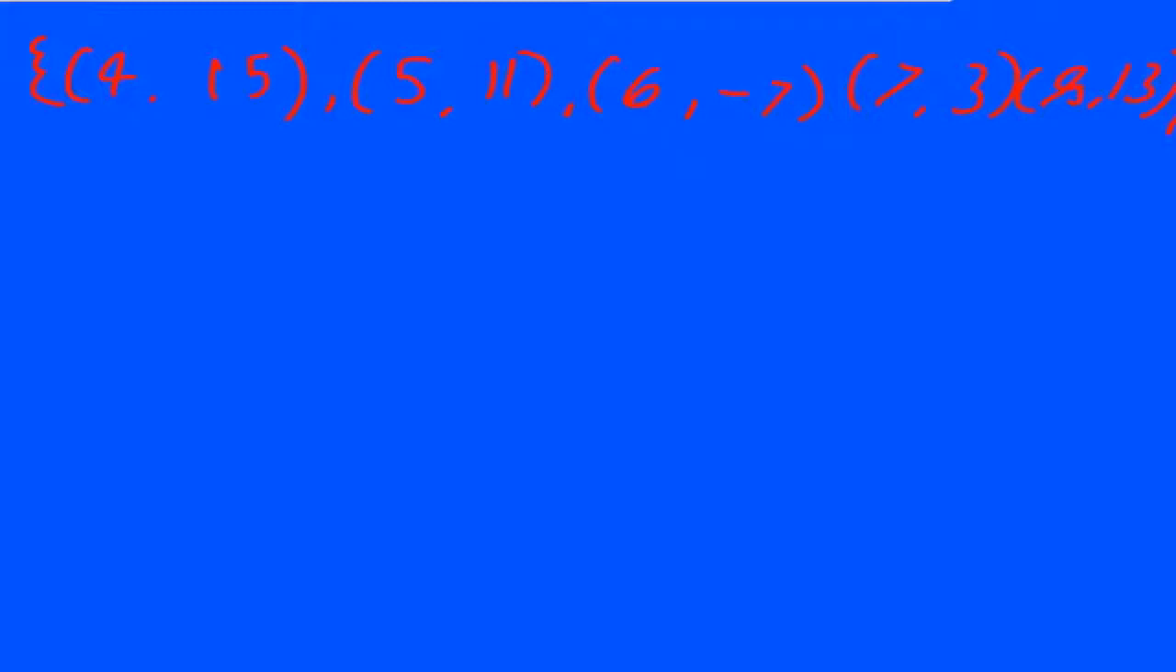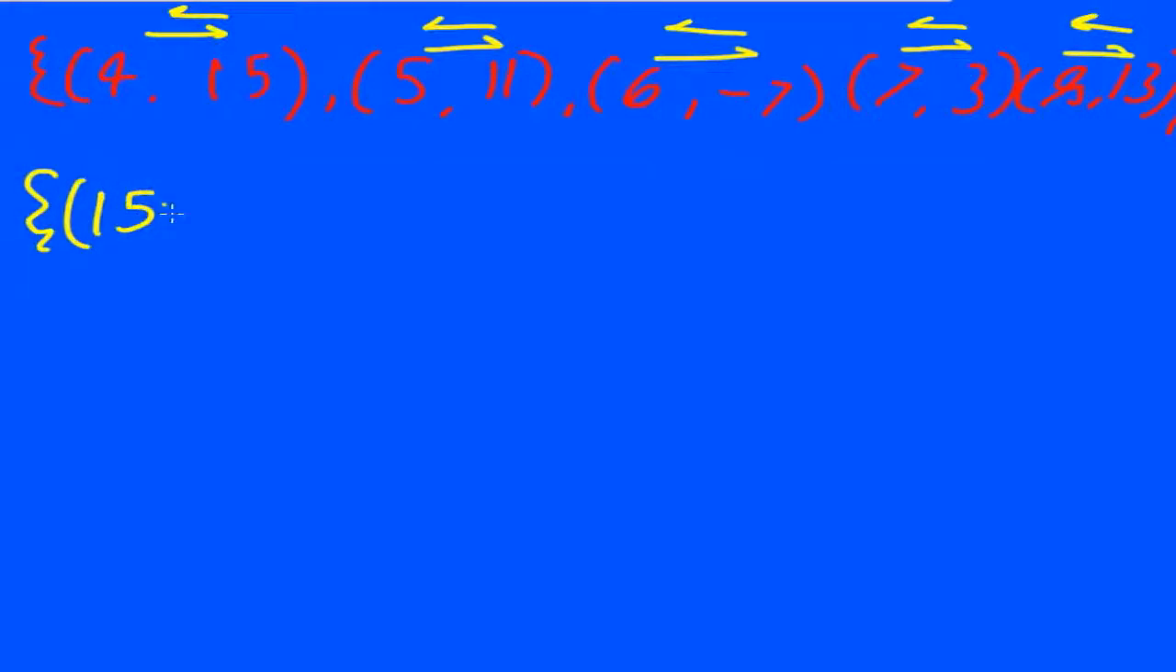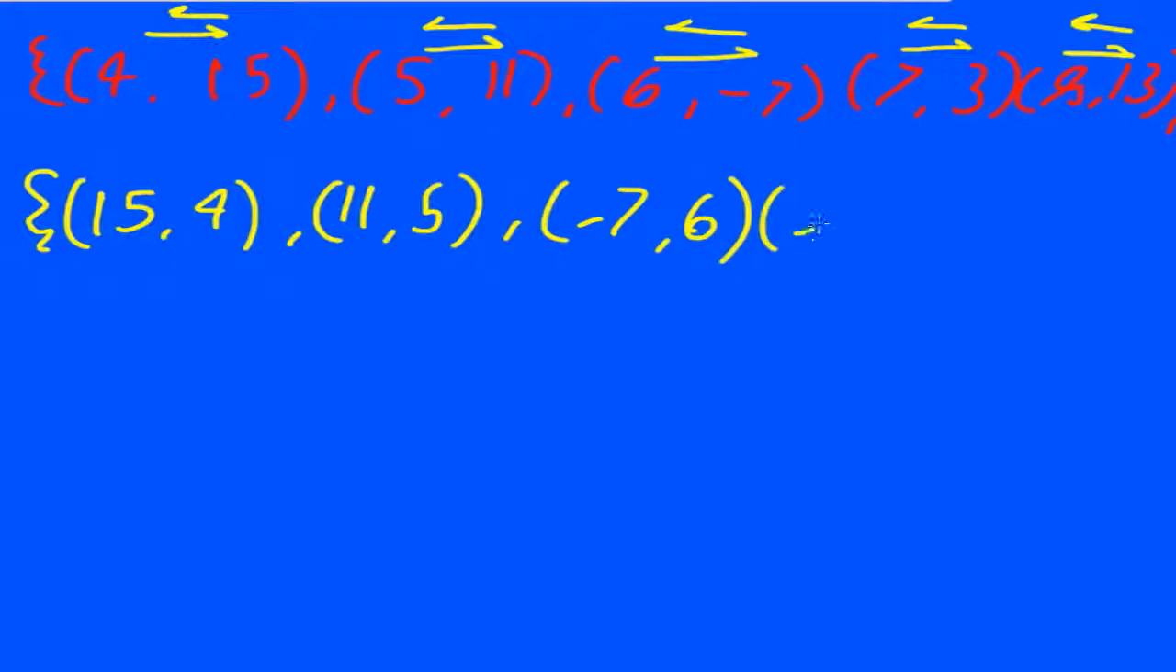Well, the inverse would just be like you just switch the output and the input. So this 4 goes to the right and 15 goes to the left. 5 goes to the right. 11 goes to the left. 6 goes to the right. -7 goes to the left. 7, 3, 8, 13. So our inverse would be 15, 4, 11, 5, -7, 6, 3, 7, 13, 8. And that's our inverse.